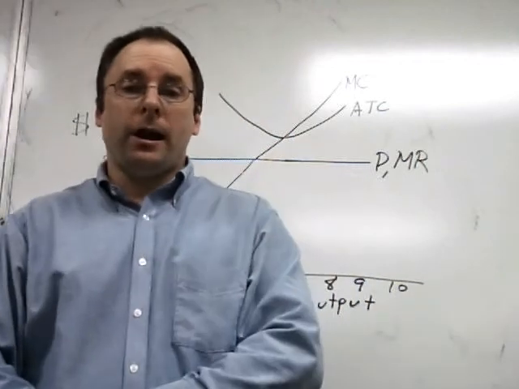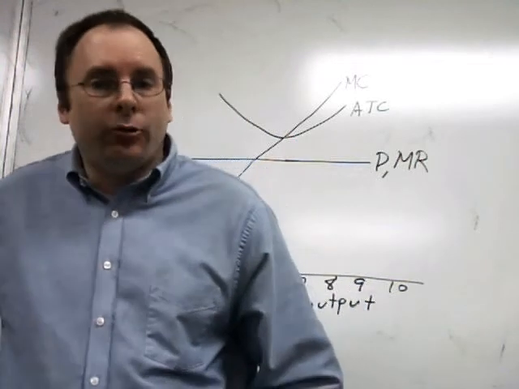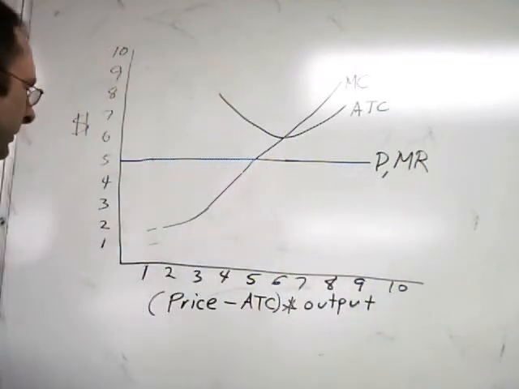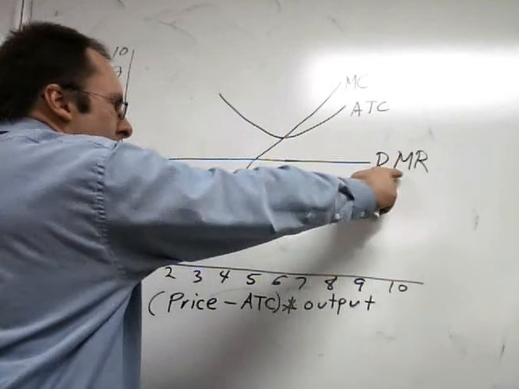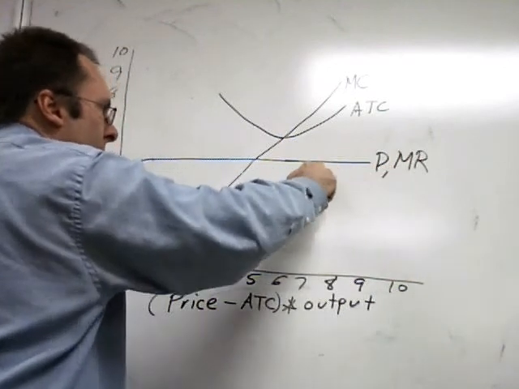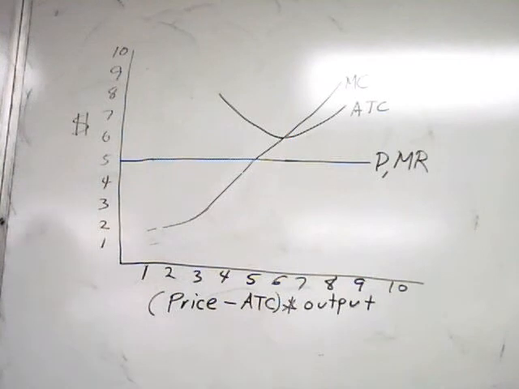Let's look at the graph of a perfect competitor and learn how to analyze that graph. Here we have the graph of a perfect competitor. We know it's a perfect competitor as soon as we see it because the demand and marginal revenue curve is the same line, and it's just a perfectly horizontal line.